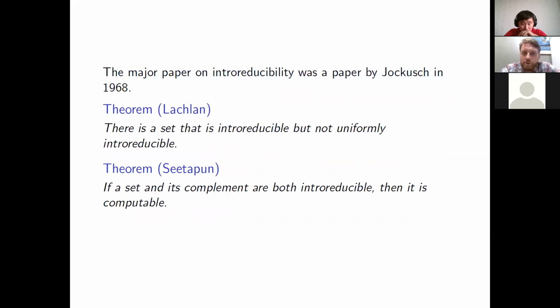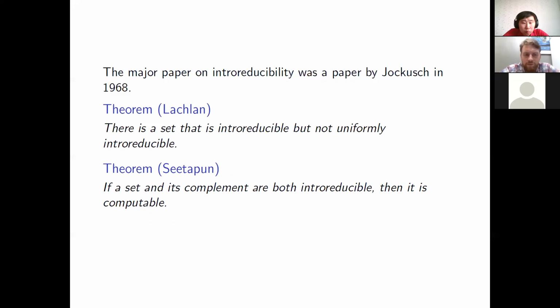The major paper in intrareducibility was one by Jockusch in 1968. Maybe two example results: Lachlan proved, in this paper by Jockusch, that there's a set that's intrareducible but not what's called uniformly intrareducible. If you're a computability theorist, that will make sense.